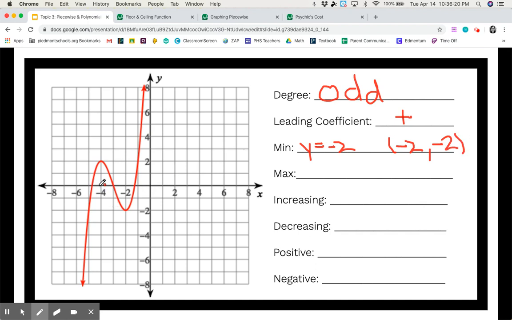And then for my maximum, again, I have this arrow pointing up, so I have higher y values. So we want to just look for that local maximum. My max y value that I can see is that 2, so y equals +2. And I can write it also as whatever the coordinate of that point is. So that's the point (-4, 2).